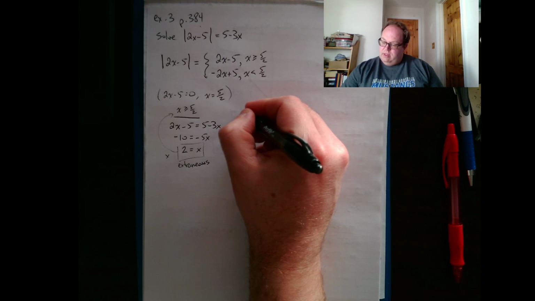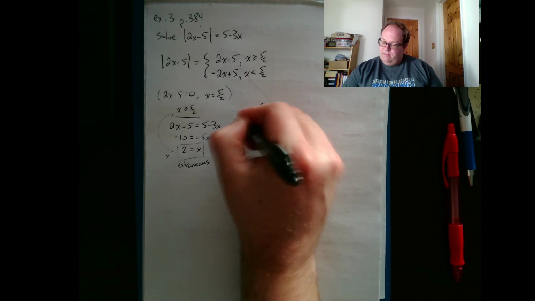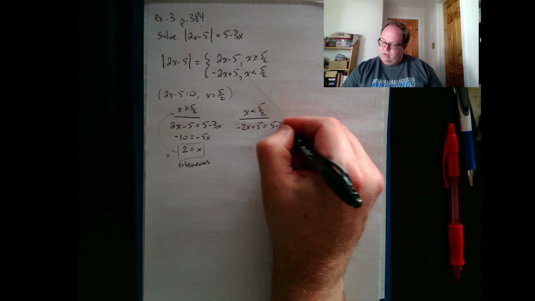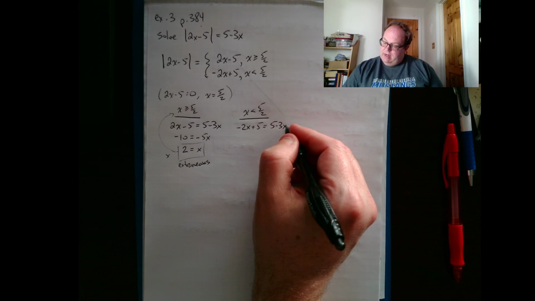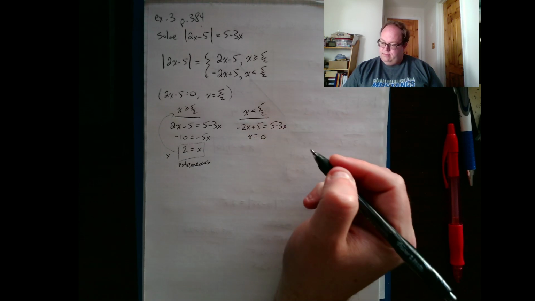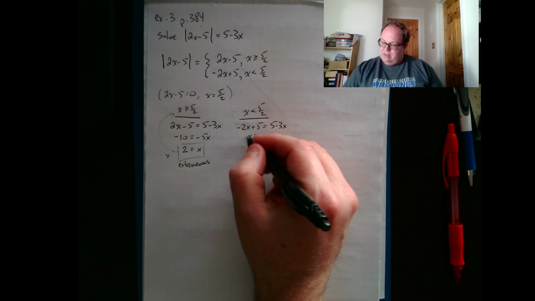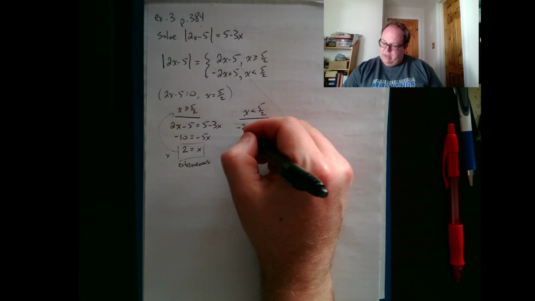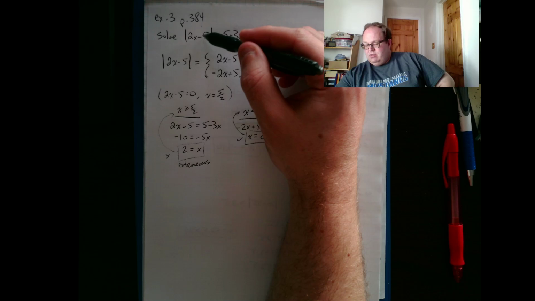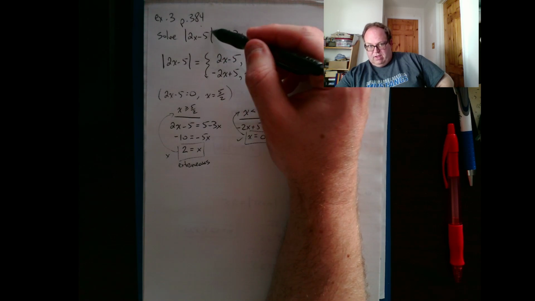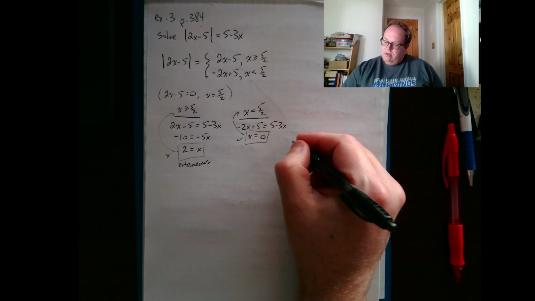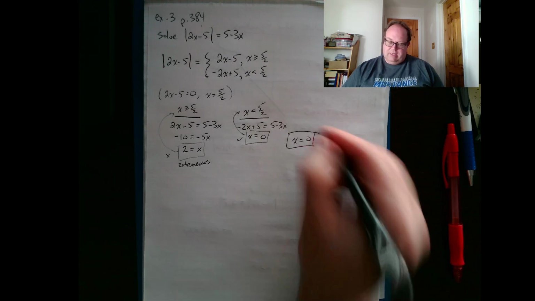My other possibility for x less than 5 halves is that negative 2x plus 5 equals 5 minus 3x. Rearranging, I end up with x equals 0. 0 is less than 5 halves, so it meets that criteria. And if I check it here, 2 times 0 minus 5 is negative 5, the absolute value, which is 5. 5 minus 0 is 5. My two sides match up. My only solution is x equals 0.